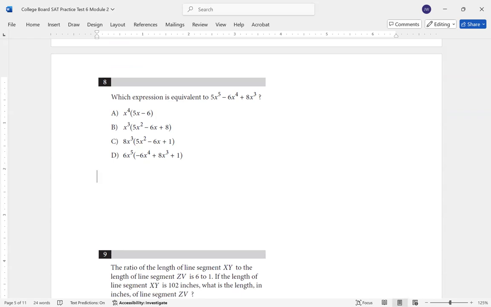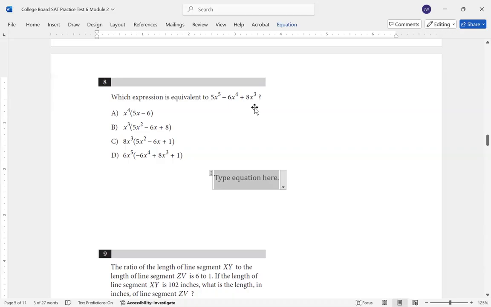Question 8. Which expression is equivalent to 5x raised to the 5th power minus 6x raised to the 4th power plus 8x raised to the 3rd power? Those powers are just on the x, not on the coefficients. And as you can see, our options are all factored versions of some polynomial. So what I'm going to do is pull out the greatest common factor.